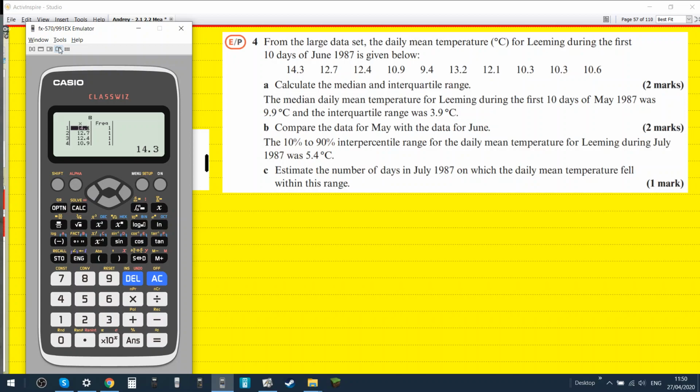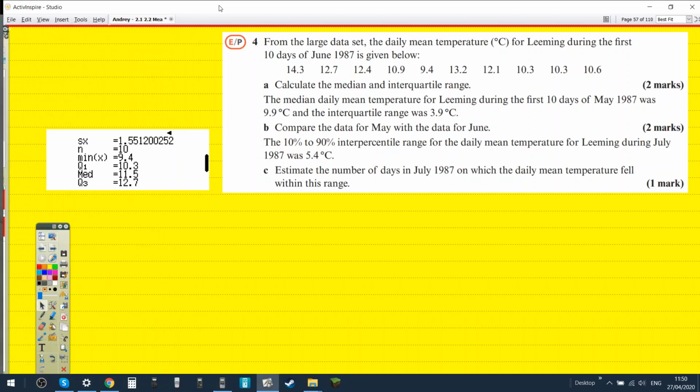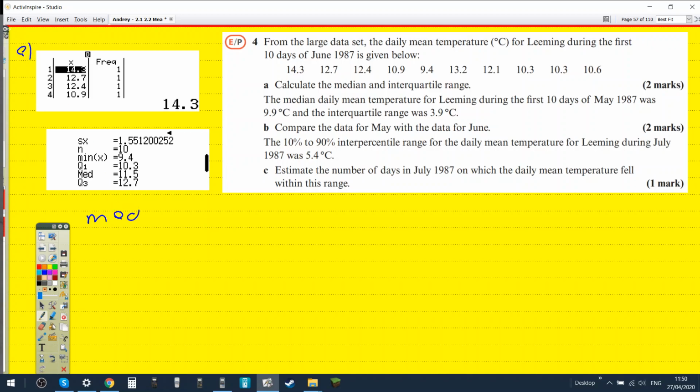So I got a median of 11.5, and for the interquartile range, that would be 12.7 minus 10.3, which is 3.4. Okay. And part B.